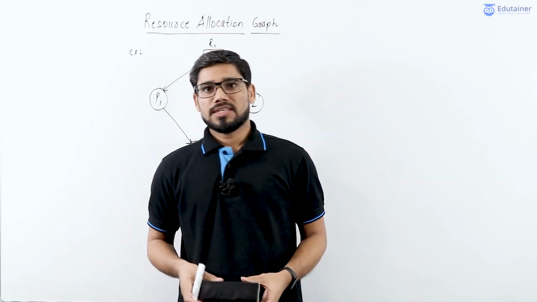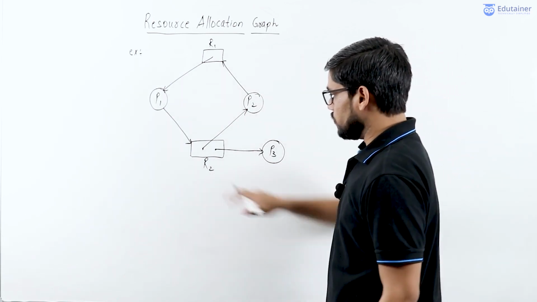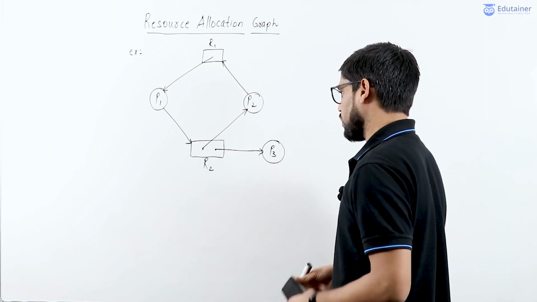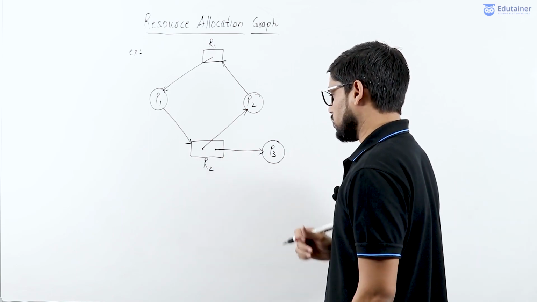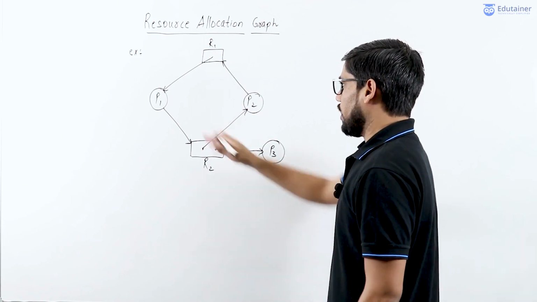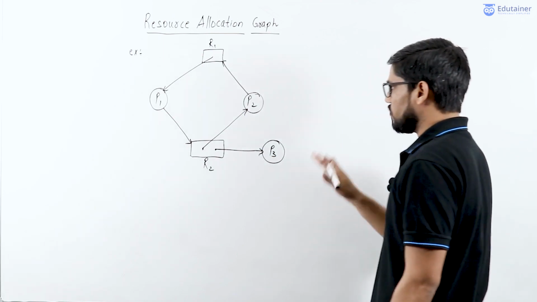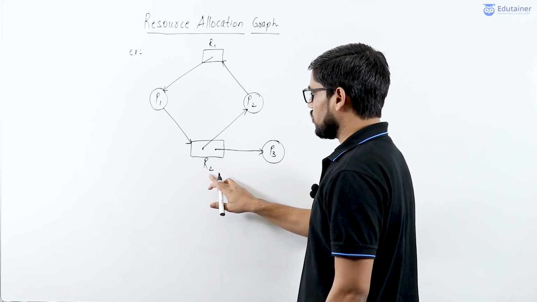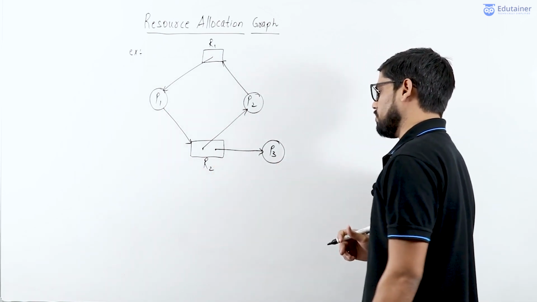Hi all, let's see the example of multi-instance resource graph. So here register R2, or you can call it resource R2, is multi-instance type, and there are two instances present of register R2, and only a single instance is present in register R1. And as usual, we have two processes, process P1 and P2. So it is somewhat similar to the previous resource allocation graph. The only difference is R2 register is multi-instance, and we have one more process P3 added.